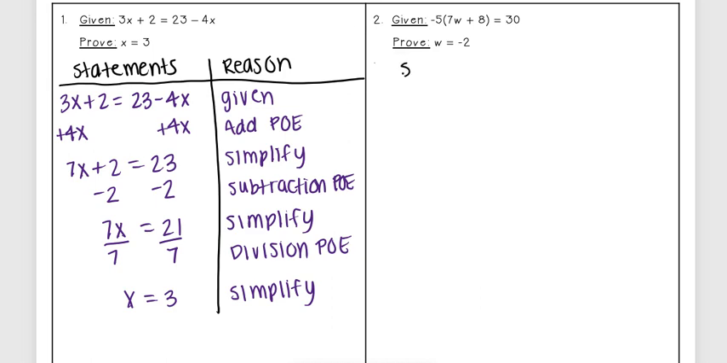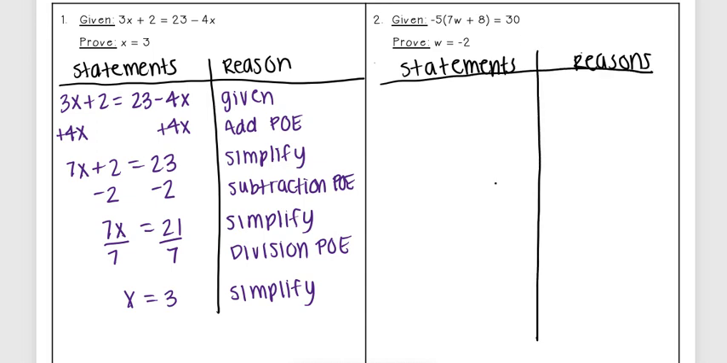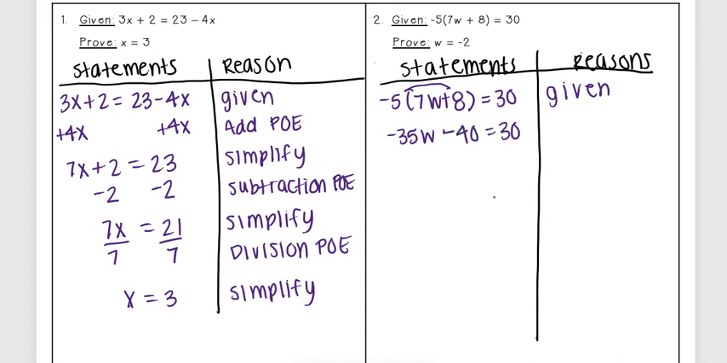Okay, let's try another one together. So my statements, reasons, again, my first reason is always given. And now for this, since I have parentheses, I want to go ahead and distribute. And so negative 5 times 7w, I get negative 35w. Negative 5 times 8, I get negative 40. And the property I used there was distributive.